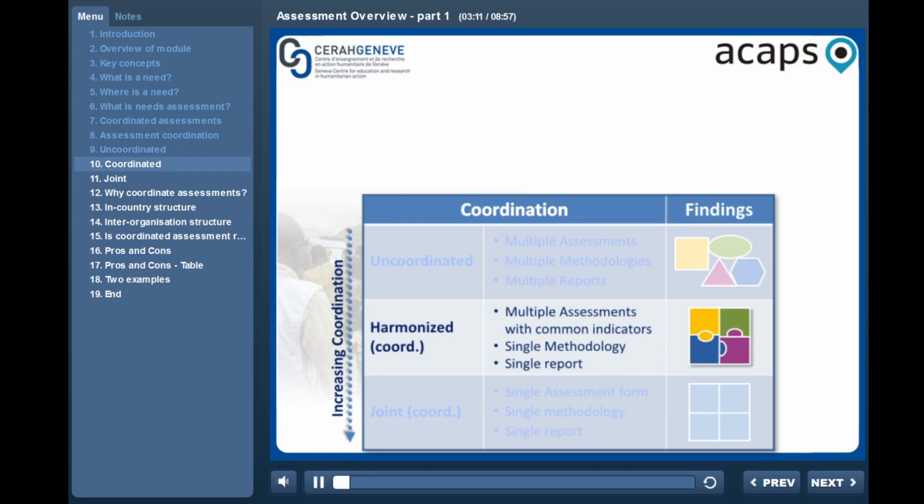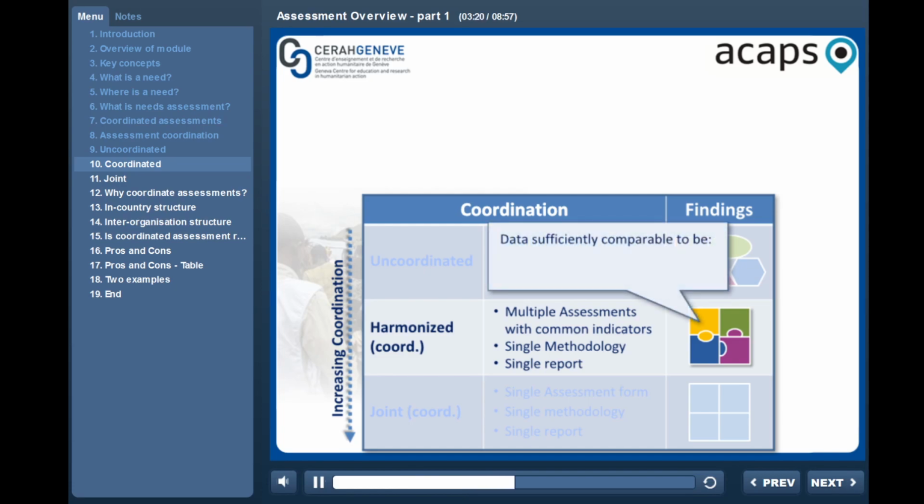In harmonized assessments, data collection, processing, and analysis is undertaken separately. However, the data is sufficiently comparable, for example due to the use of common operational datasets or key indicators, to be compiled into a single database and to be subject to shared analysis.